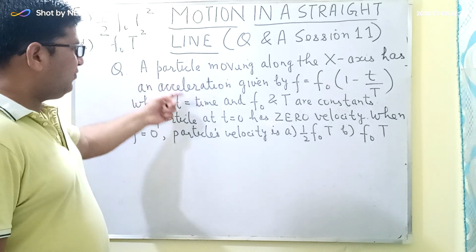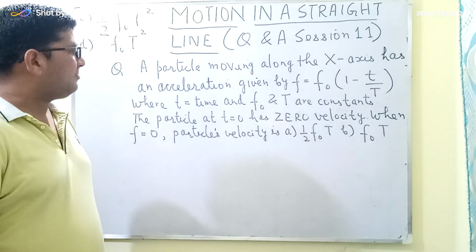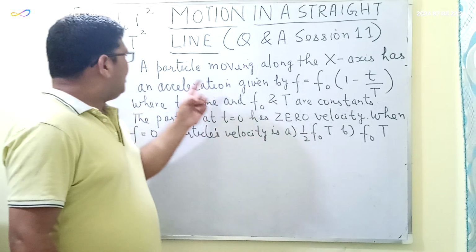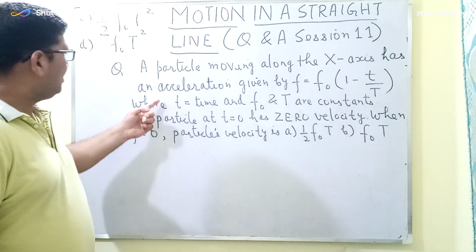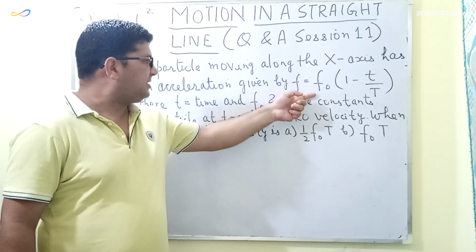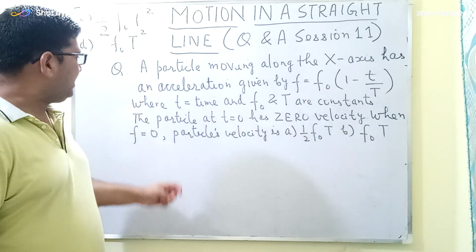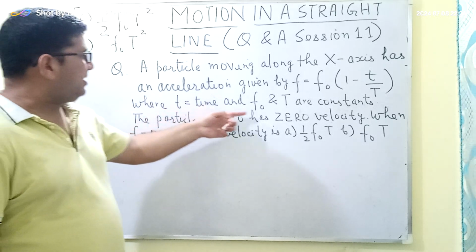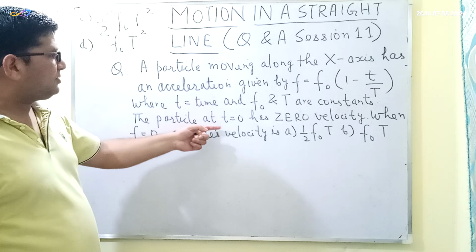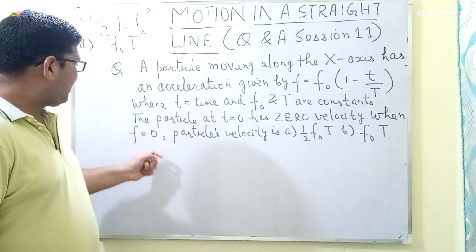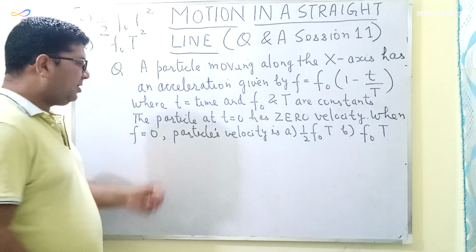And the question which I have taken for this session was asked in one of the medical entrance examinations a long time back. So the question here is, a particle is moving along the x-axis with an acceleration given by this formula, that is f is equal to f naught in bracket 1 minus small t divided by capital T. Here small t is the time and f naught and capital T are the constants. The particle has got zero velocity at t is equal to 0. So we have to find the particle's velocity when the acceleration is 0.